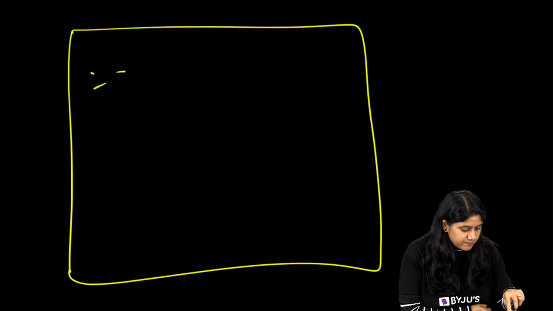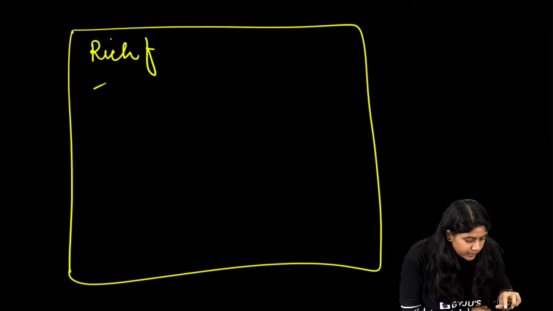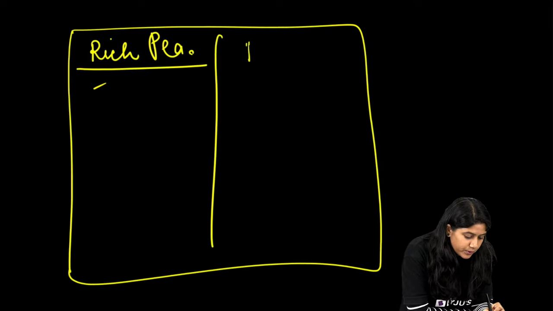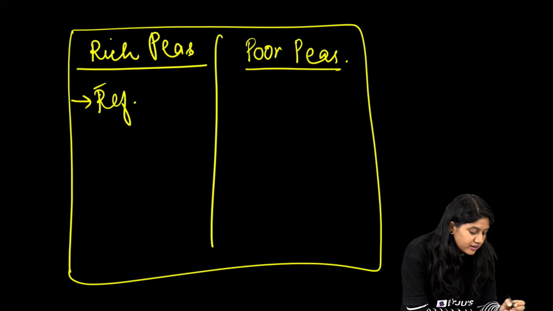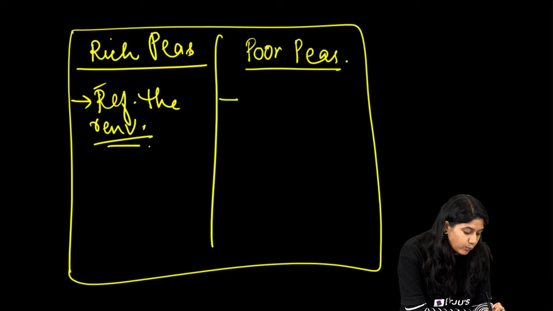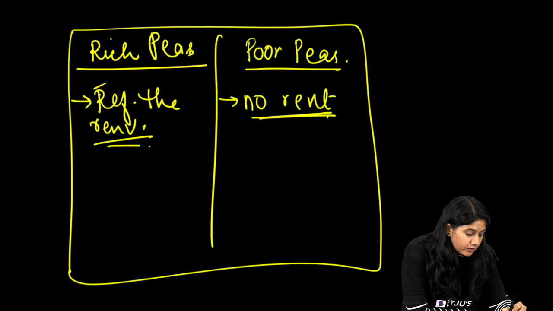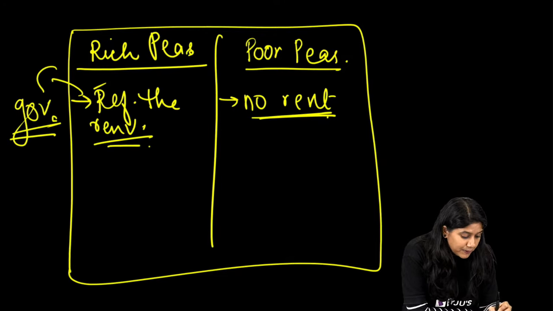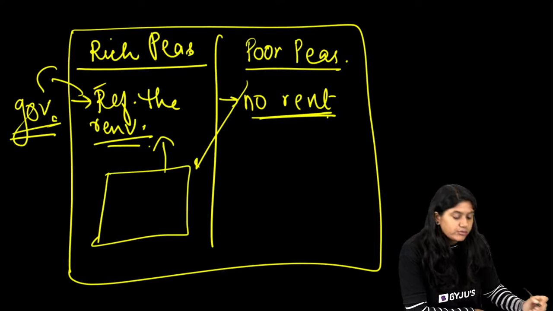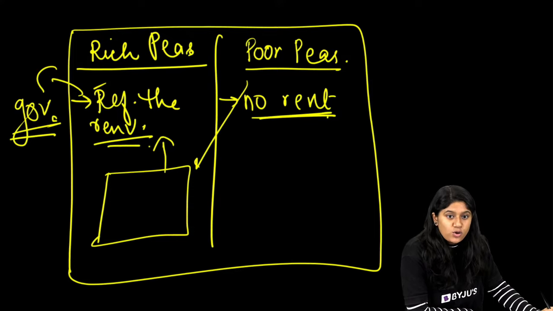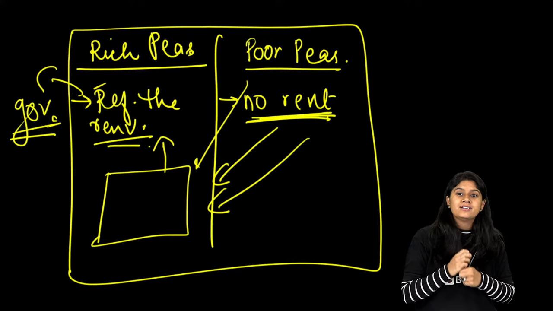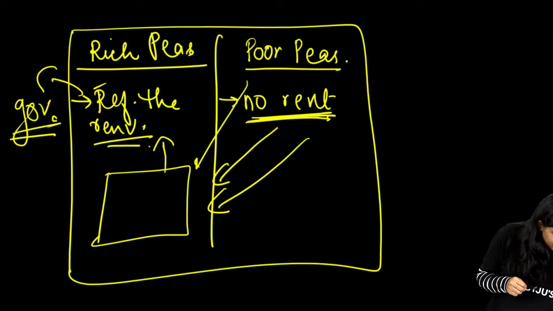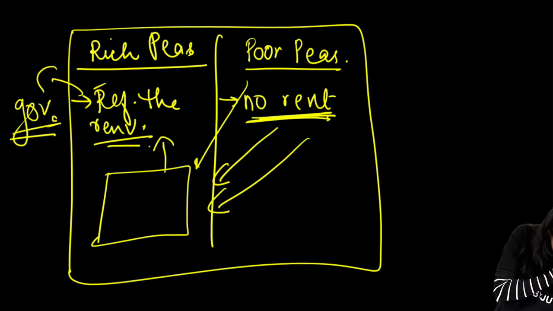So here, of course, we have rich peasants, and over here, we have poor peasants. What is the demand of these people? Refusal. They refuse to pay the revenue to the government. And what is the demand of the poor peasants? Their demand is no rent. Now the rich are giving money to the government, and these people are working on the land for which they have to give rent to the rich people. So the poor peasants are asking the Congress people to please support their no-rent campaign. Clear, everyone? Very good.